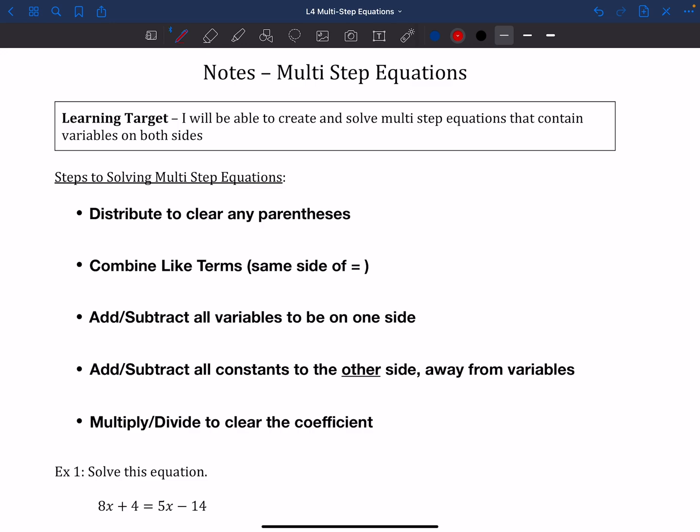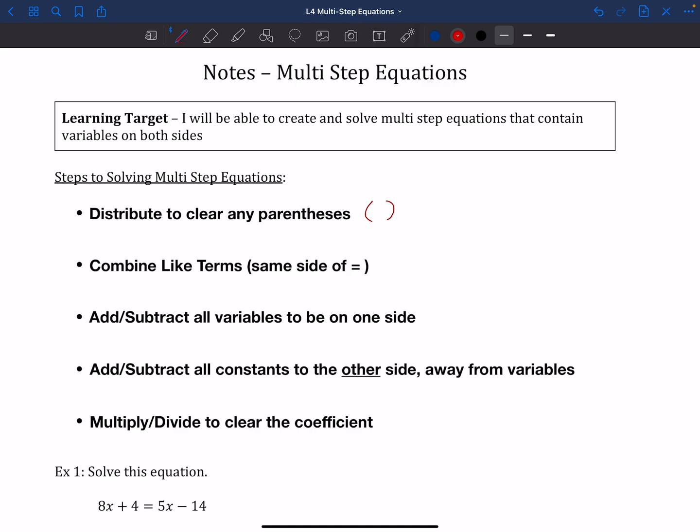Our very first step for these equations is distributing to clear any parentheses. If I have any parentheses, I want to go ahead and distribute what's on the outside of them so that I can get rid of them. Just remember that distributing is like fancy multiplying.